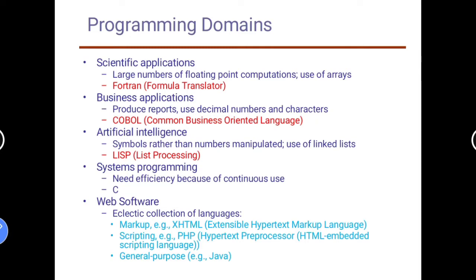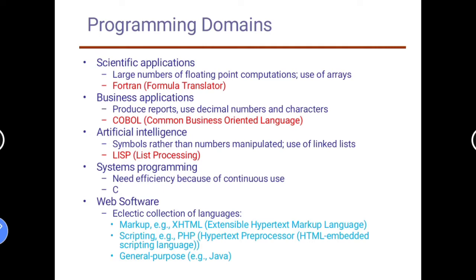For business application, we need to produce reports for different types of numbers, decimal numbers and characters. So COBOL, common business oriented language, is one of the programming languages for business application. For artificial intelligence, symbols rather than numbers are manipulated, using linked list processing. System programming needs efficiency because of continuous use.